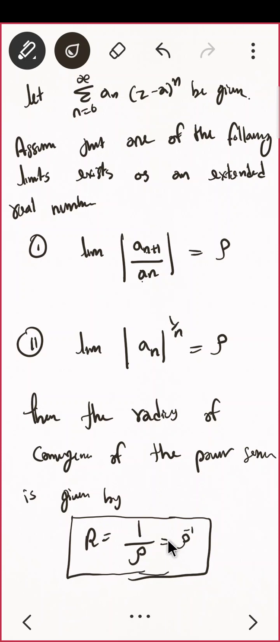So whenever you see a series of this form, that is summation n equal to 0 to infinity a_n (z minus a) raised to n, assume that one of the following limits exists, either this or this. If one of them exists, then what is my radius of convergence? It is just the inverse of this, correct? Yeah.